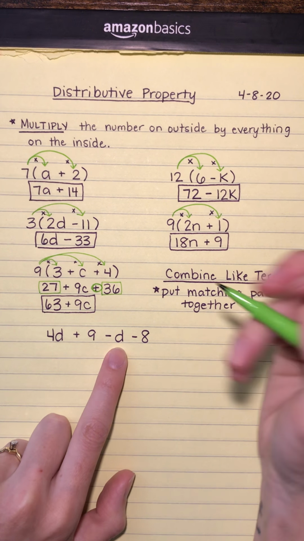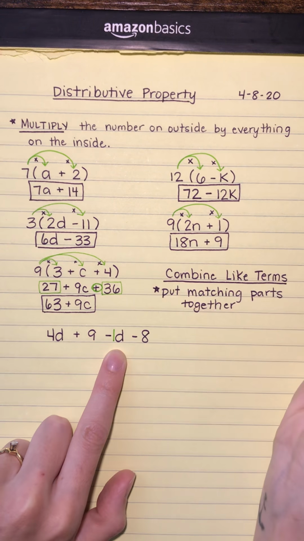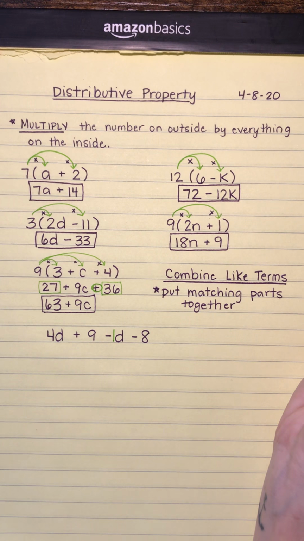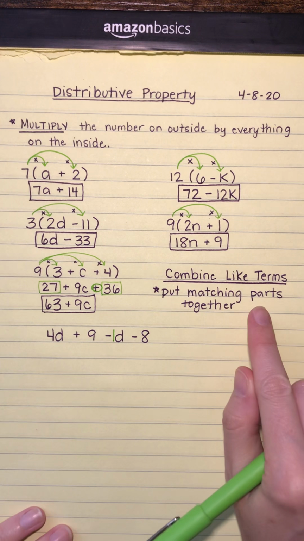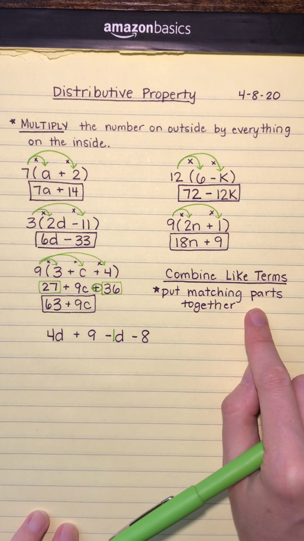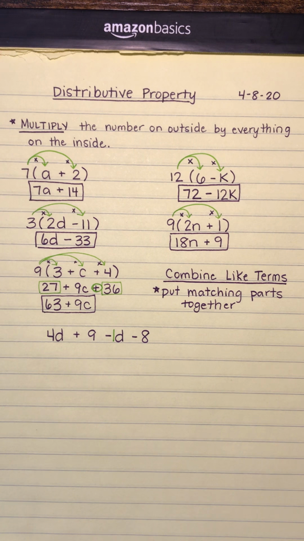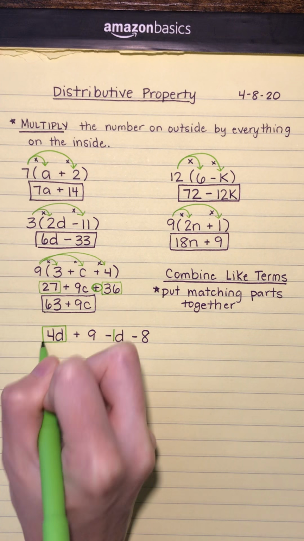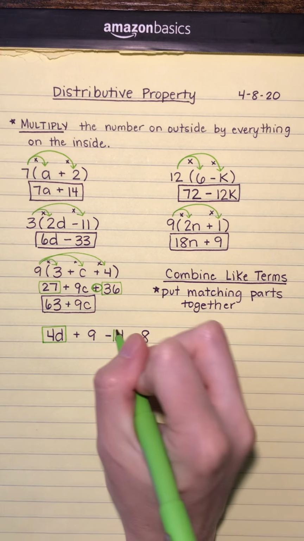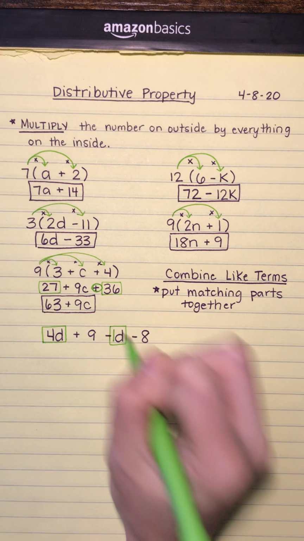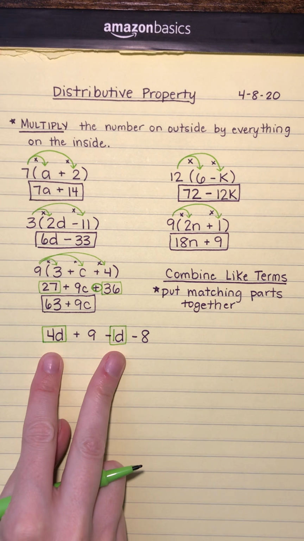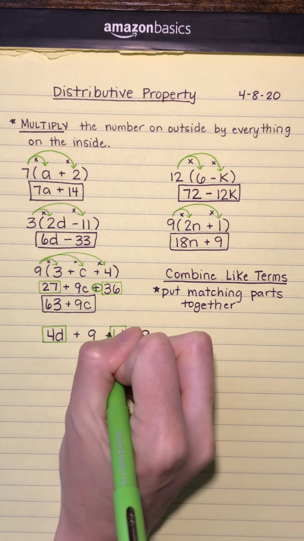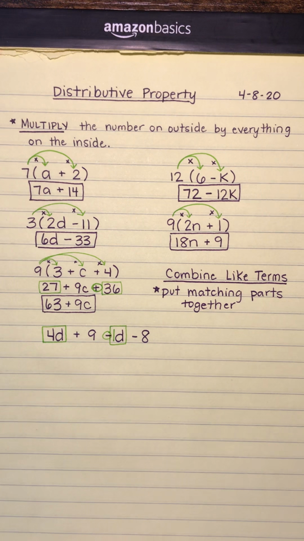So if there's no number, there's always an invisible 1, which means that this is actually 1D that's sitting here. All right, now my goal was to look for like terms, parts that match that I can put together. So when I look at this problem, I see that I have 4 D's right here, and I have 1D right there. Now, like I said, when you find a set of like terms, I want to circle the sign that's in front of the second one. That tells me what I'm going to do to put them together.